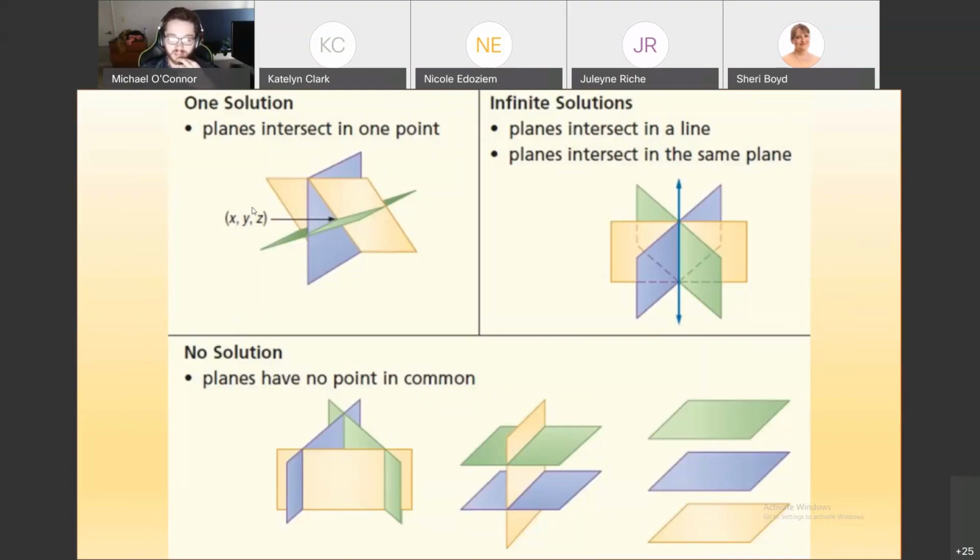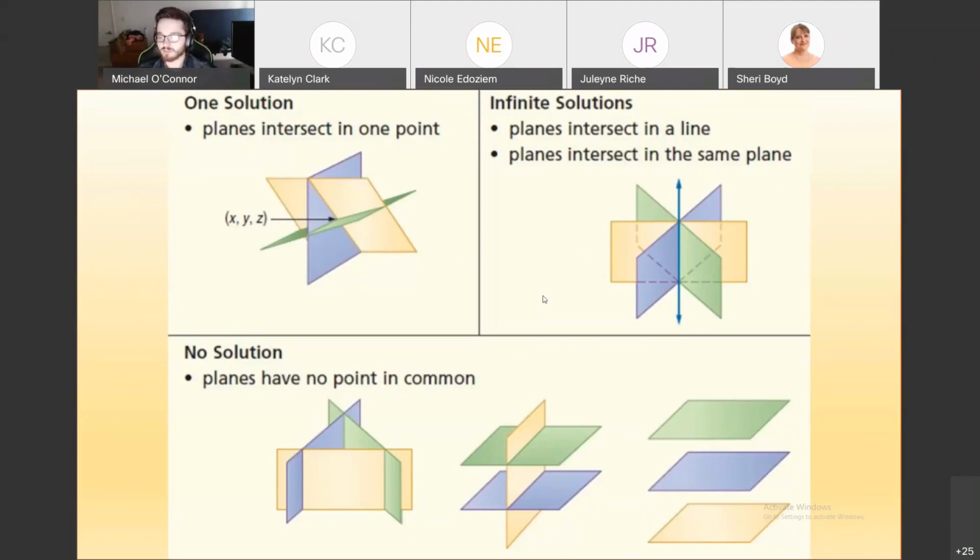And then if there's an infinite number of solutions, it'll create sort of an asterisk-looking figure. You can see there's a line that crosses through all of them, and that's an infinite number of solutions. Also, if all three equations are just scalar multiples of each other, then it's going to be three of the same plane overlapping each other, and that's also going to be an infinite number of solutions.